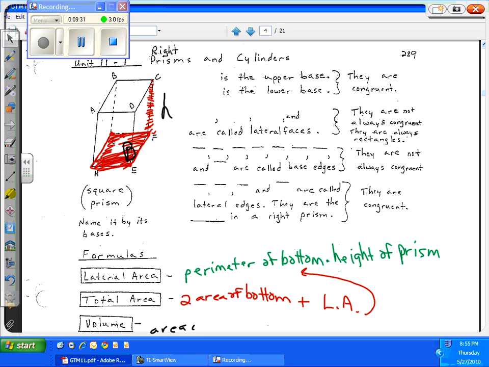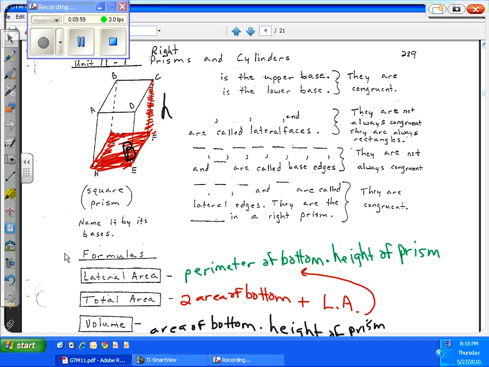So the area of the bottom times the height of the prism. Everybody see how we came up with those formulas? We want these formulas to mean something. We want you to be able to understand them.